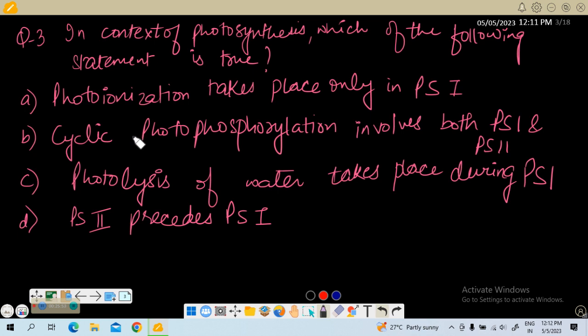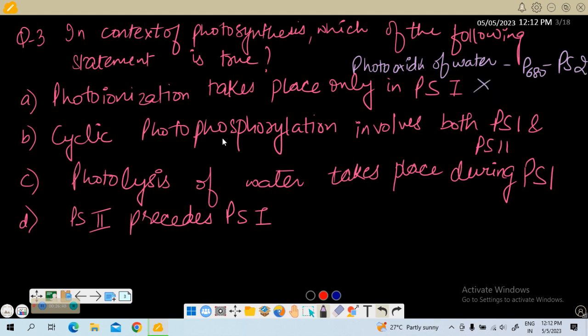Coming to the next question. In context of photosynthesis, which of the following statements is true? A, photoionization takes place only in PS1. B, cyclic photophosphorylation involves both PS1 and PS2. C, photolysis of water takes place during PS1. D, PS2 precedes PS1. So here they are asking for the true statement. Photoionization takes place in PS1, that means they are talking about photooxidation of water. That was in P680, photosystem 2, right?